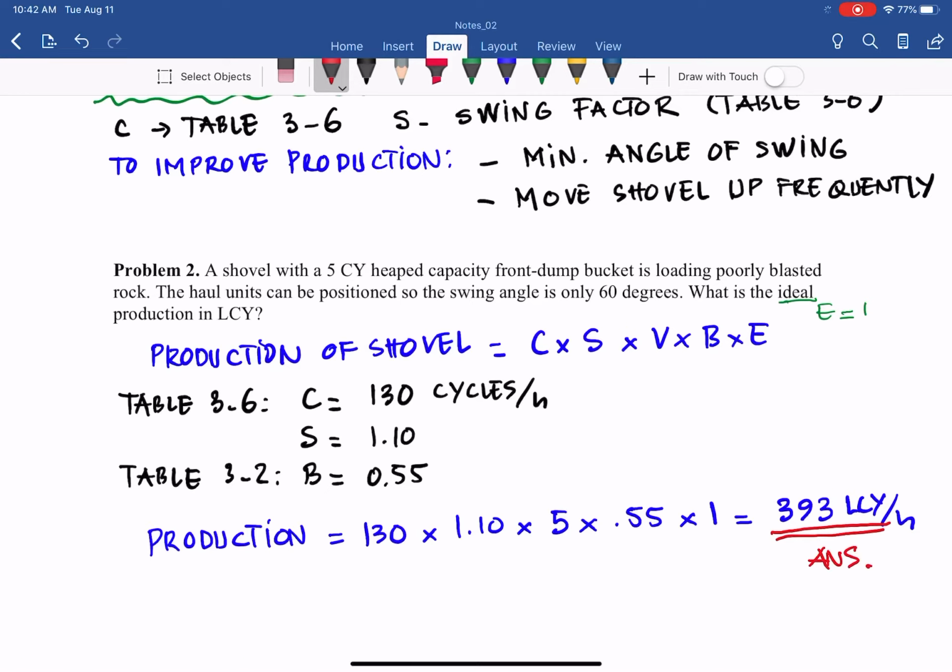And that completes the excavation. In the next one we will be talking about lifting, which deals with the crane.